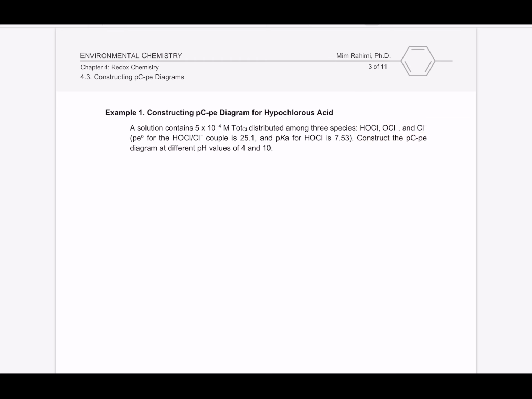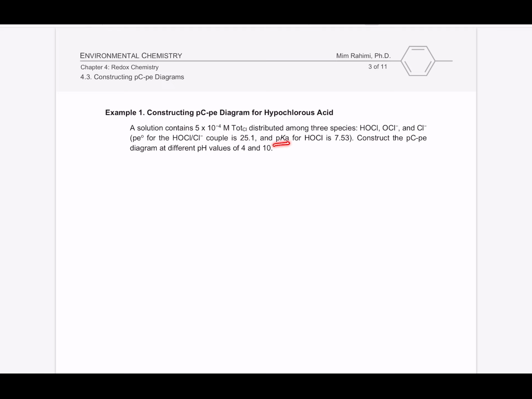And before we even look at the other information, we can tell whether going from here to here or here to here is a redox by only looking at the oxidation state. If oxidation state doesn't change, that means you're dealing with acid-base. If it changes, that means you're dealing with redox. But here the information is given. So E0 for HOCl, Cl minus, so that means we have one redox there.